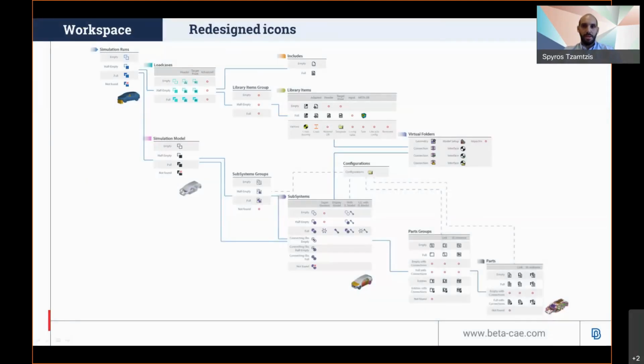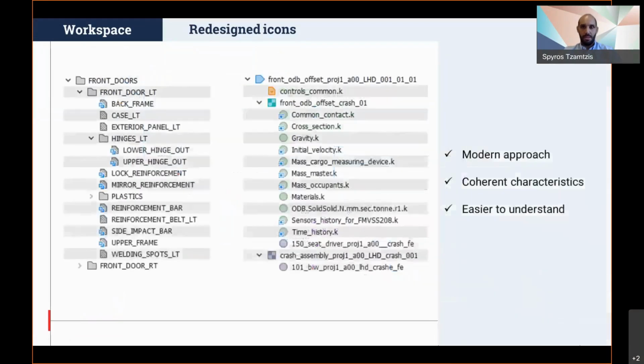We have completely redesigned the icons that are used for parts and all model containers such as subsystems, simulation models, or simulation runs, and we have introduced in these versions a new family of icons with common characteristics such as the style, the colors, or indicators that are used across the modular environment. These icons not only represent a more modern approach, improving the look and feel of the tools, but they also make it easier for a user to distinguish and understand each container, improving the overall user experience.